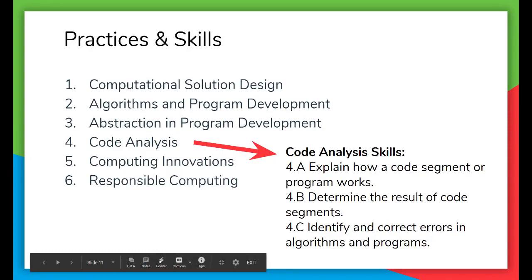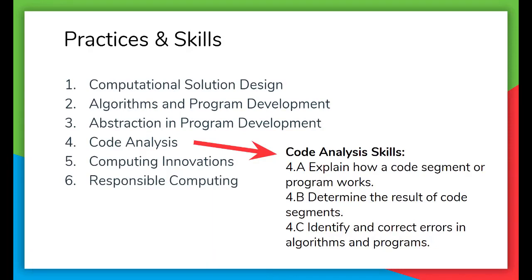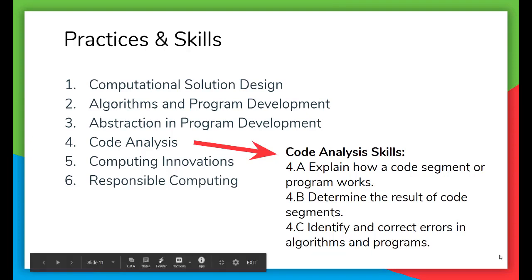There's a set of practices and skills that you will learn throughout the course. So you're going to learn to design computational solutions, develop algorithms and programs. You're going to use abstraction in your programs. You're going to analyze the code that you create. You're going to look at innovations in computing, and you're going to learn about responsible computing. There's an example of some of the skills there, and those are just the more detailed things that you'll be able to do by the end of the course, like identify and correct errors in your algorithms and your programs.